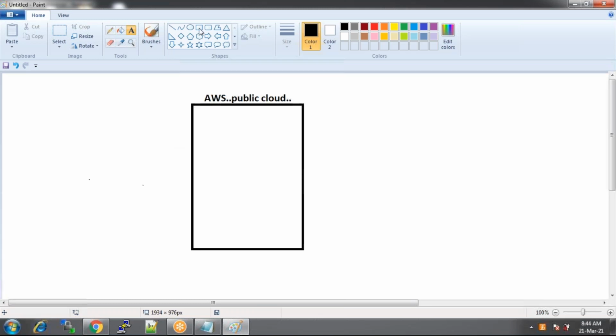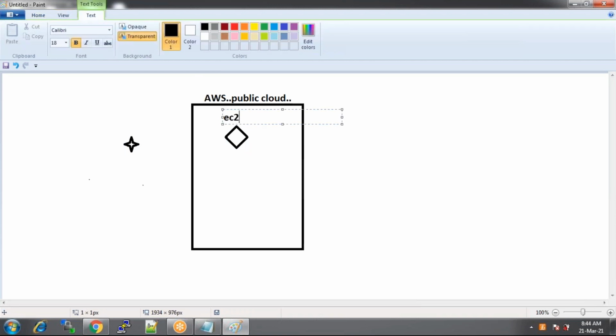Now, for example, I'm a user, and I'm creating some instances on AWS public cloud. So that is my instance. But the question is, is this instance secured? I don't feel it's secured. Why? Because I'm creating my resources on AWS public cloud. I don't feel it's secure.